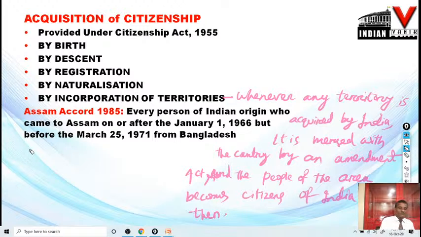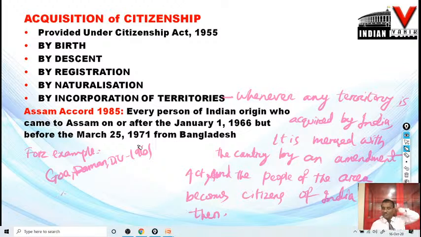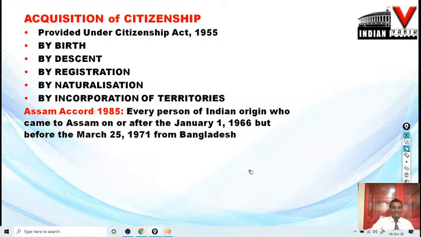So for example, Goa, Daman and Diu acquired in 1961, Pondicherry in 1954, Dadra and Nagar Haveli in 1954. The people residing in those areas became citizens of India through an act. Okay, so that is called incorporation of territories. So there are five ways, that is basically five ways for acquiring citizenship of India.